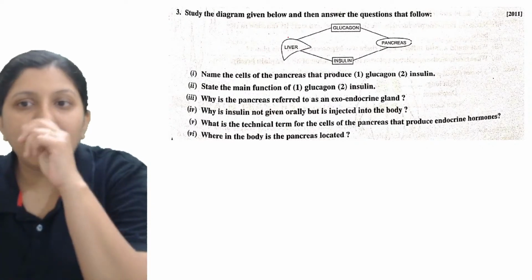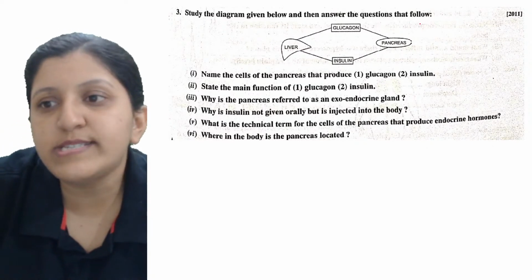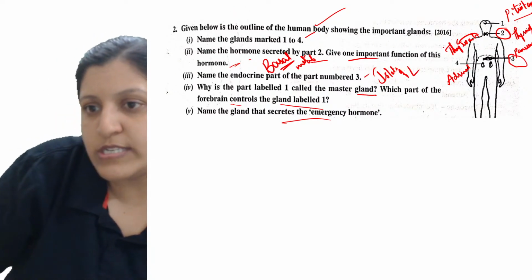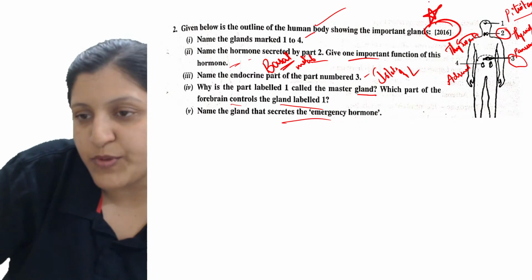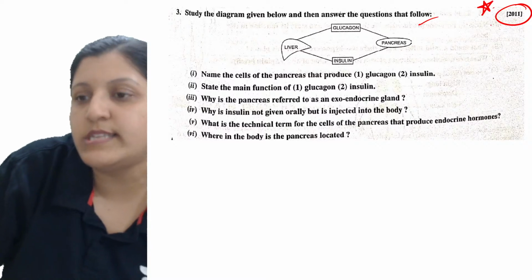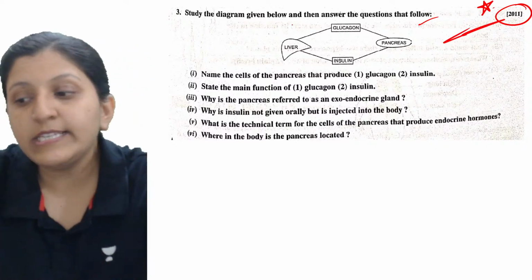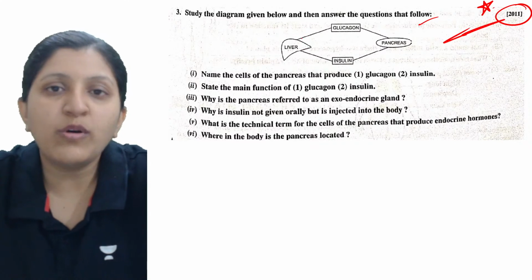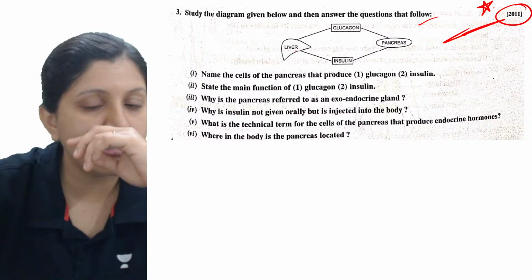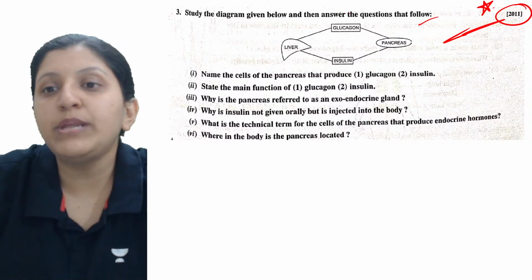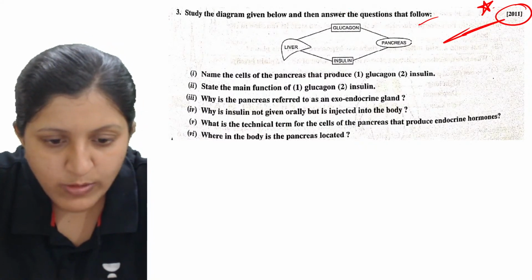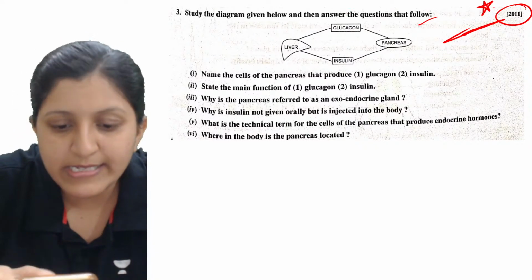So study the diagram given below and answer the questions that follow. This question was asked in the year 2016, and this other question was asked in the year 2011. Anyway, I have taken all these questions mainly from Together With, where you can find some previous year questions. I think you are following. Any doubt in this? Are you all understanding?